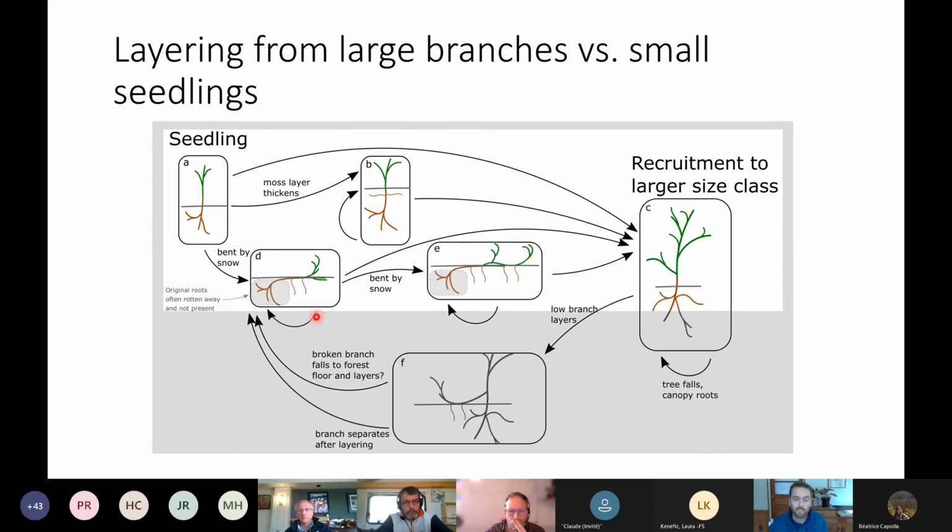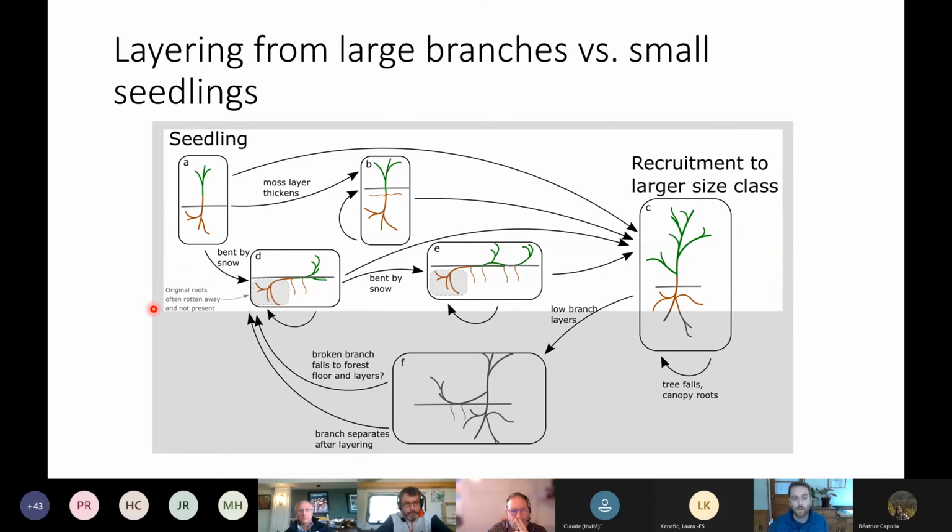However, what gets really interesting, and what we think we're seeing a lot of with our individuals, is there's something that causes this seedling at a very young stage to be laid down onto the forest floor. Maybe it's bent down by snow. We're still working on figuring out some of those mechanisms. But when that happens, that above ground stem tissue can actually grow some adventitious roots.